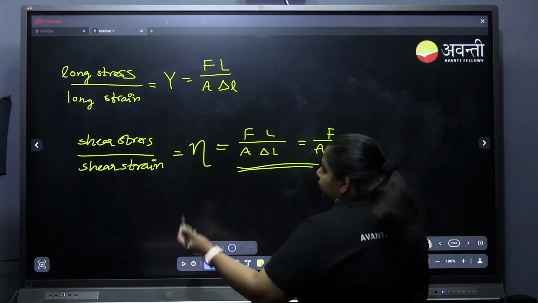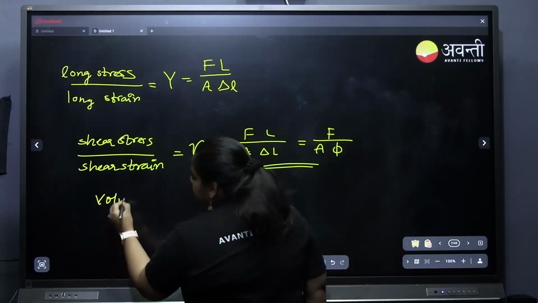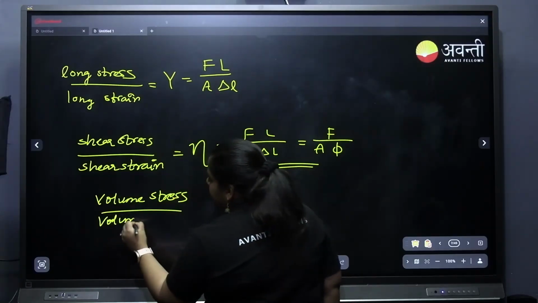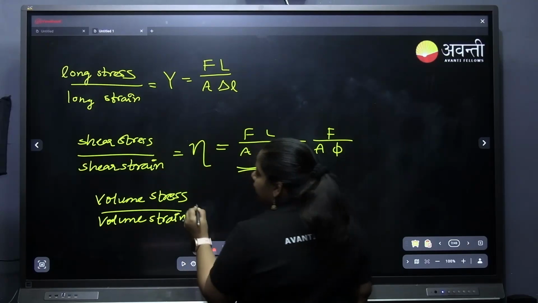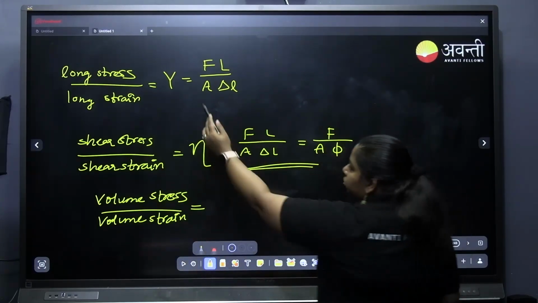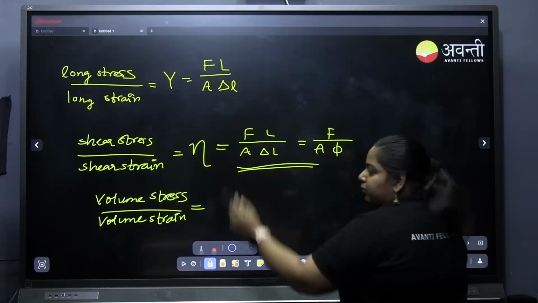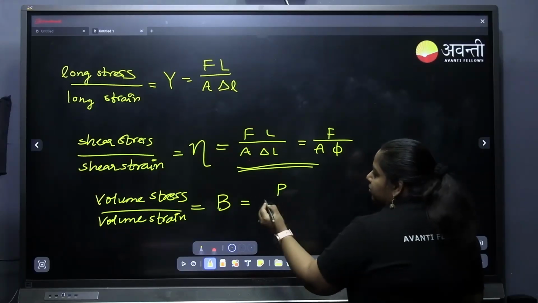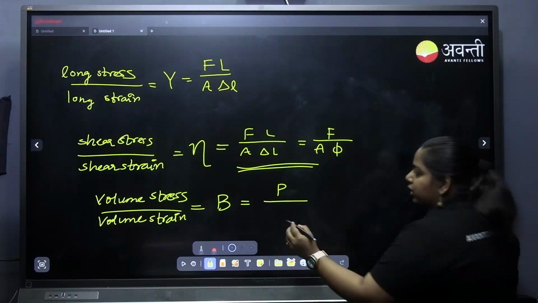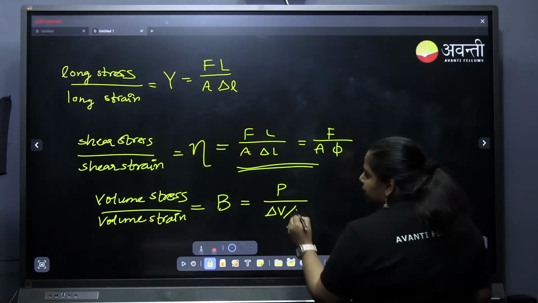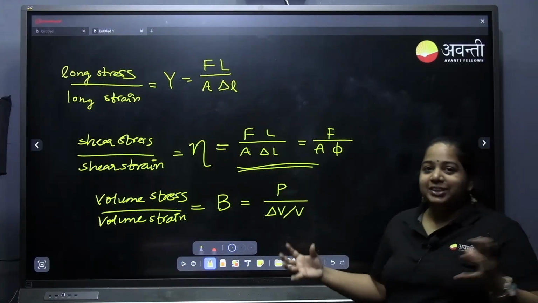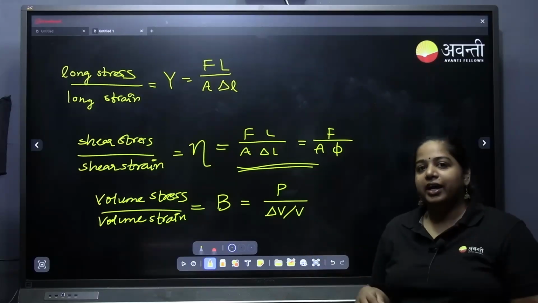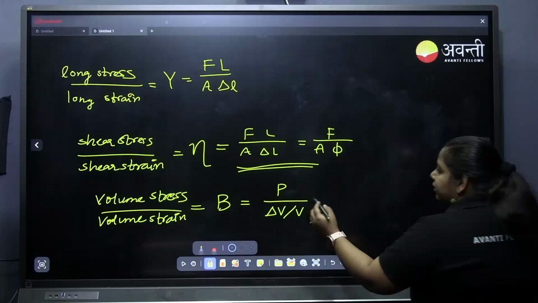Now coming to volume stress by volume strain, then we will get bulk modulus. Young's modulus, modulus of rigidity or rigidity modulus. Next is bulk modulus, that we can substitute: volume stress is just pressure and volume strain is delta V by V. So pressure inwards, delta V will be negative. Pressure outwards, delta V will be positive. So that you should keep in mind.